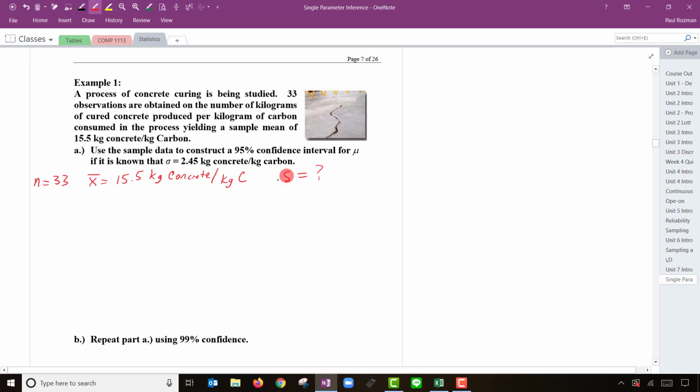Instead, there's a question here that says we know that the standard deviation of the population is 2.45. So they're saying use this data to construct a 95% confidence interval for mu when we know that sigma is 2.45 kilograms concrete per kilogram of carbon. So in this example, we have sigma is known.